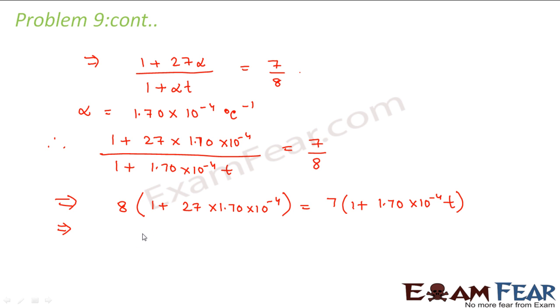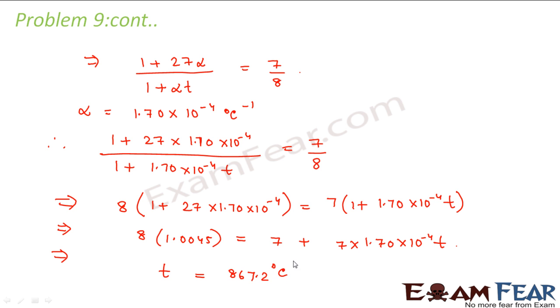So, from this we get 8 into 1.0045 is equal to 7 plus 7 into 1.70 into 10 to the power minus 4 T. So, from this if you calculate, you get the value of T as 867.2 degrees Celsius. So, this is the temperature that the element reaches after some time, when the current drawn from the circuit becomes 2.8 amperes.